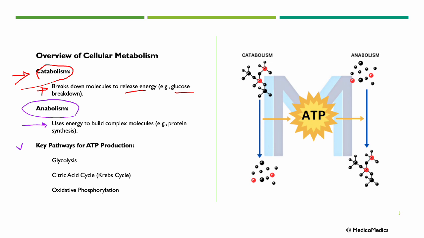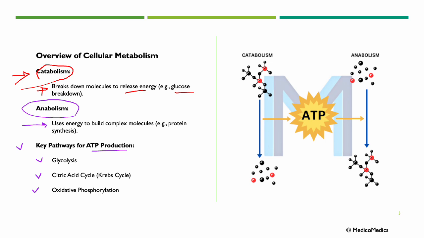Now, some key pathways for ATP production are glycolysis, the citric acid cycle, also known as the Krebs cycle, and oxidative phosphorylation. So to express it in a different way, to clarify the concept of catabolism and anabolism, metabolism itself is like a factory breaking down raw materials, that would be catabolism, and using them to build useful products, that would be anabolism.